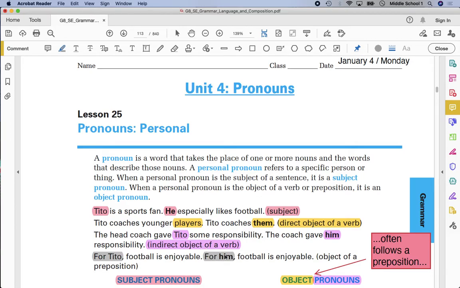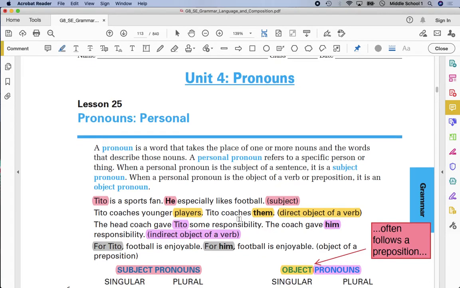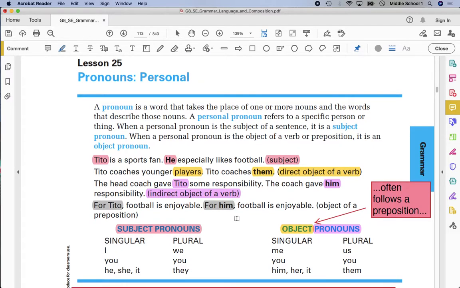These are the examples of pronouns and the places that they're found in a sentence. Again, we are able to divide them between subject, singular and plural, and object, singular and plural. The reason I have this colored goldish and this colored a purplish color is because some of my object pronouns can be direct objects and some of them can be indirect objects, and still others follow a preposition, making them the object of the preposition.